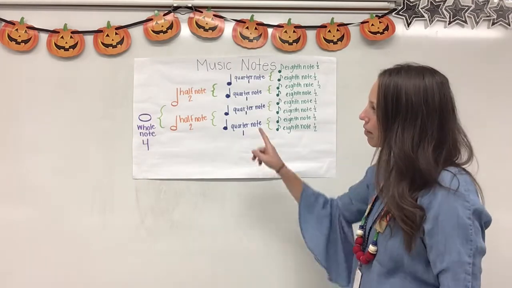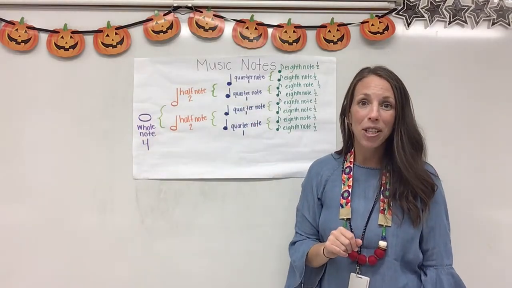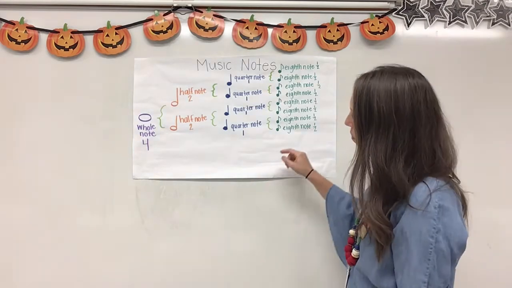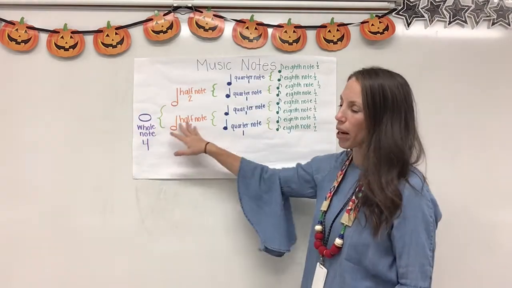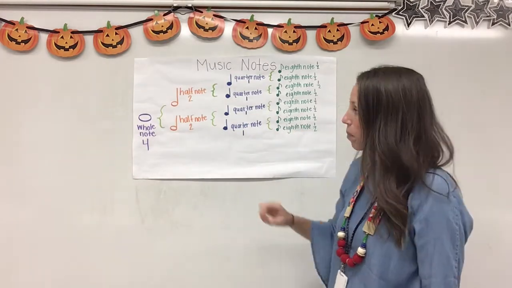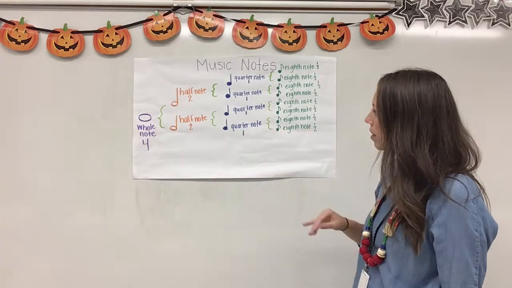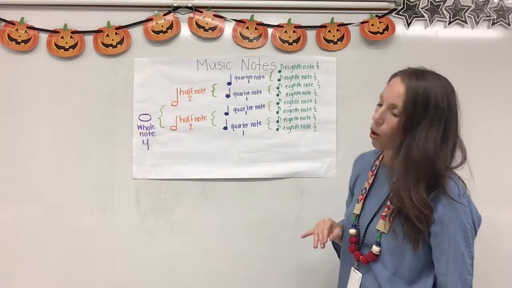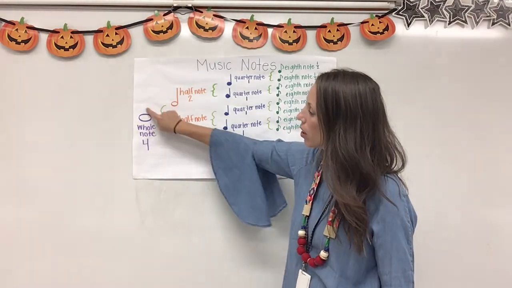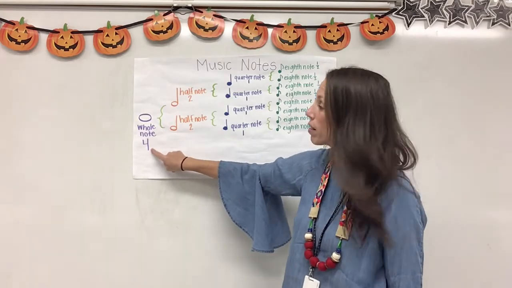Let's start by reviewing our music notes brace mat that you created in our last lesson. Remember, this brace mat shows whole to part relationship. So we can see how the notes break down to equal 4 beats. So we will start here with our whole note, which we know gets 4 beats.